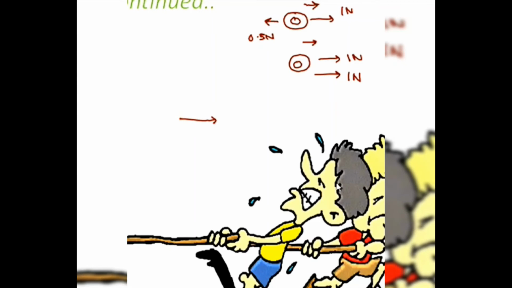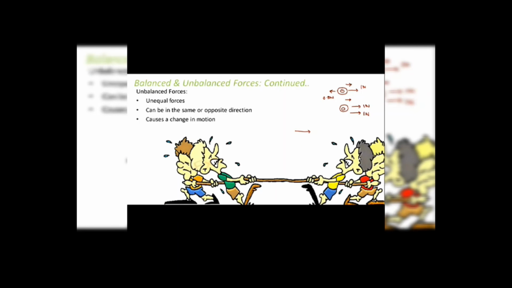In the same example, tug of war, let's suppose the force on one side is more, then the entire team gets pulled along that direction, right? So the motion takes place along that side, and that team will be considered as winning. So this is the concept of balanced and unbalanced forces.